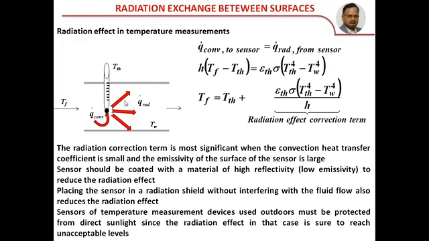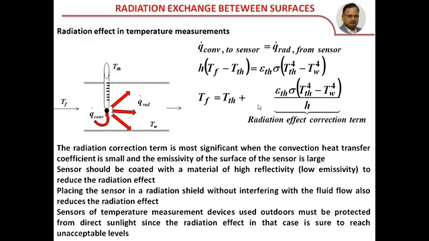This radiation heat transfer, when it is more, the probe reads a lower temperature than the actual, resulting in high error in the measurement. So what is that? Let us see. Q convection to the sensor equals Q radiation from the sensor. That is h into (T_F minus T_thermometer) is equal to epsilon sigma (T_thermometer to the power 4 minus T_W to the power 4).